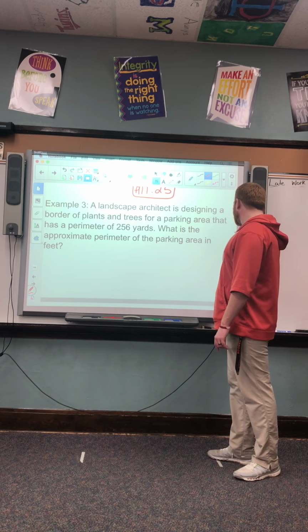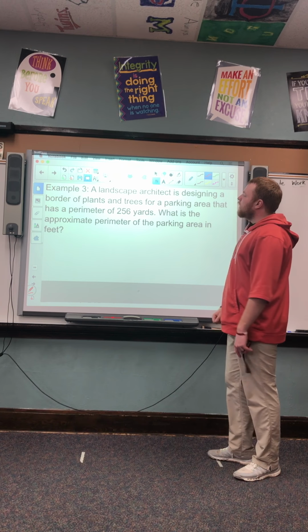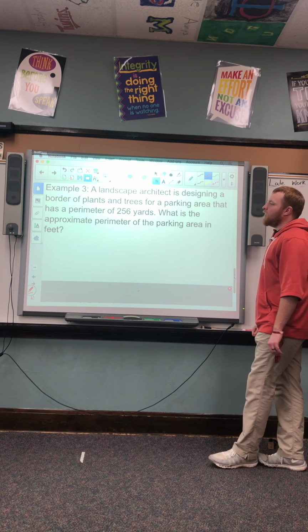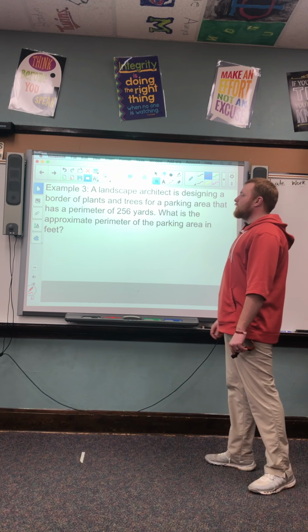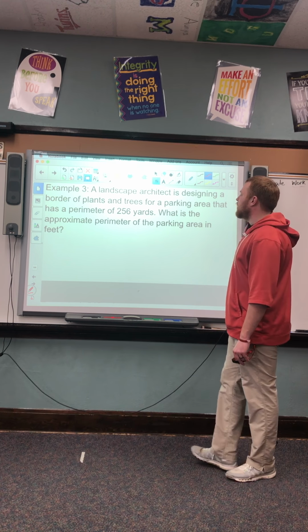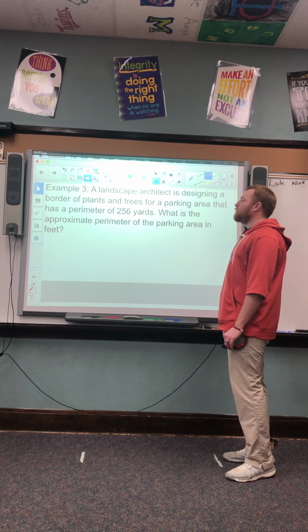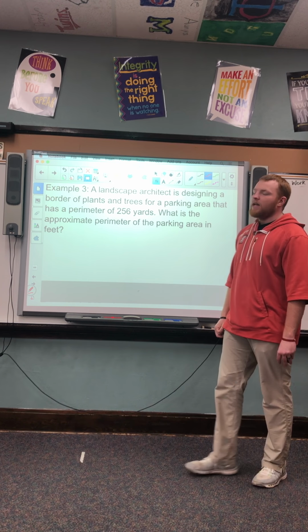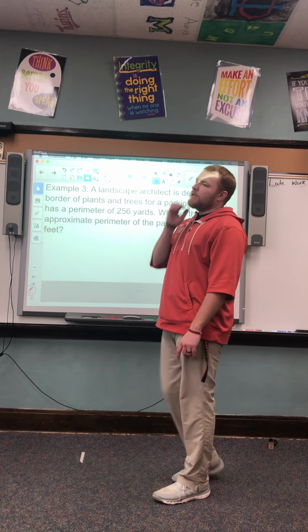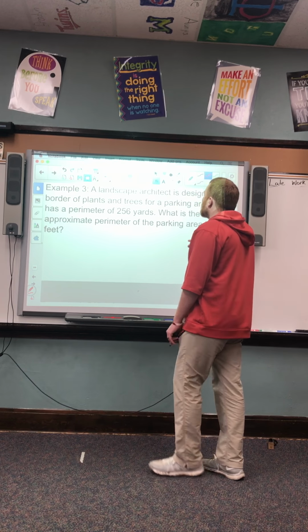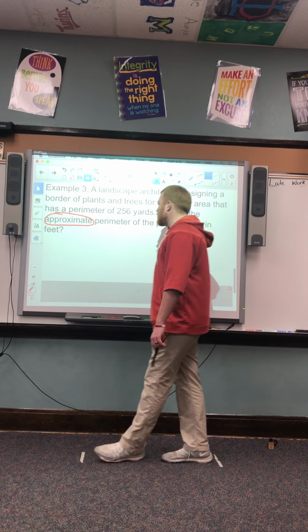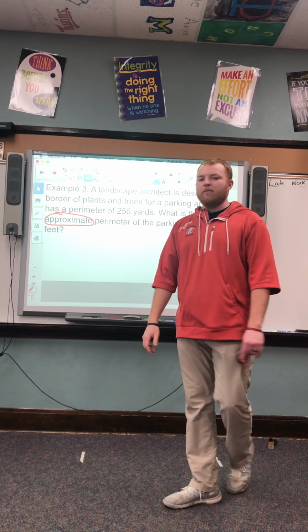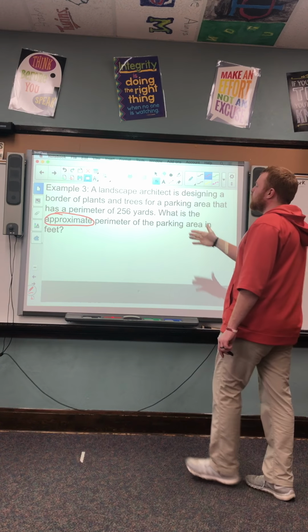Last example for this video. A landscape architect is designing a border of plants and trees for a parking area that has a perimeter of 256 yards. What is the approximate perimeter of the parking area in feet? Okay, so now there's a couple things we need to do for this. It's asking for approximate, or about how many. What's the perimeter? About. Okay, so what would we round?